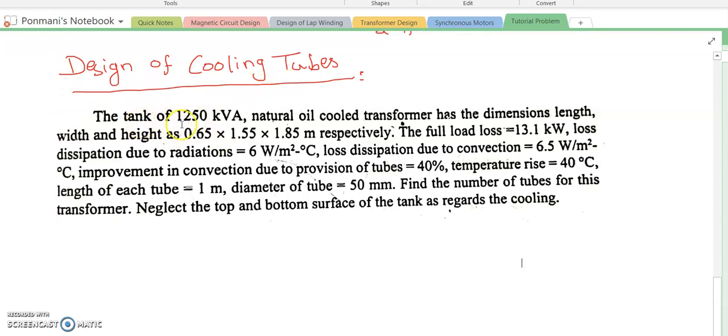The tank of 1250 kVA natural oil cooled transformer has the dimensions length, width and height given. The full load loss is given. Loss dissipation due to radiation and convection is given. Improvement in convection due to provision of tubes is 40%. Temperature rise is given. Length of each tube is given. Length or height of the tube and diameter of the tube is given. Find the number of tubes for the transformer.